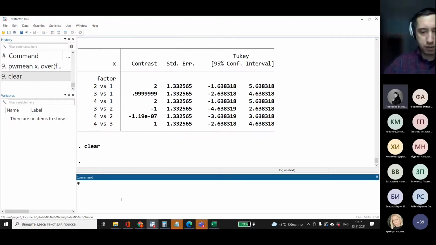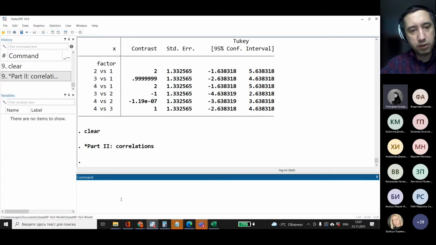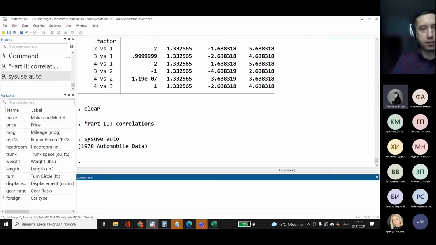Clear. So part 2, correlations. Now, remove your dataset and let's open the dataset from the system memory. Please run this command to open the dataset.